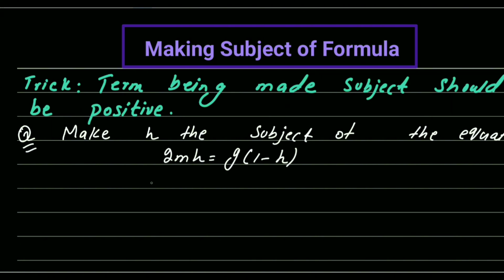First of all, we will expand the terms. 2mH as it is. G will be multiplied with 1, it will remain as G, minus G will be multiplied with H, so it will become minus GH. Now I will combine all the terms that contain H because I am going to make H the subject. So 2mH plus GH will come here, so it will become positive GH, and G will remain there.